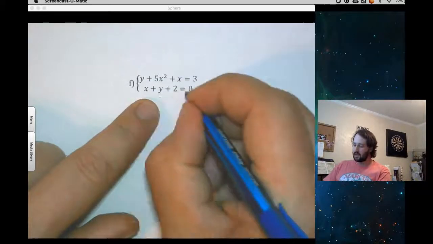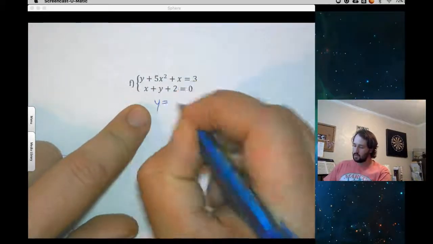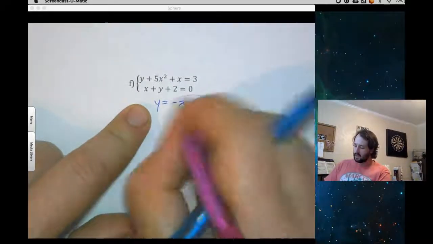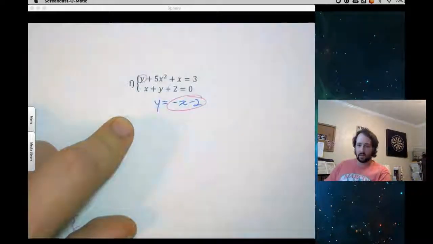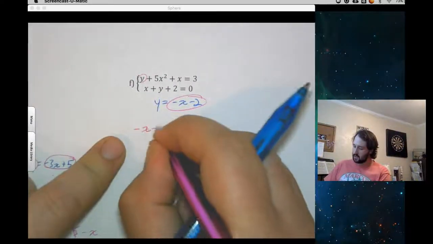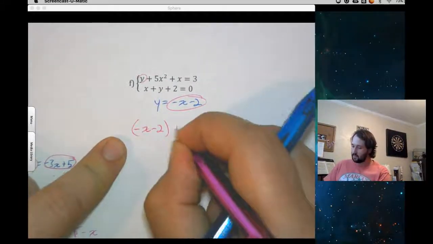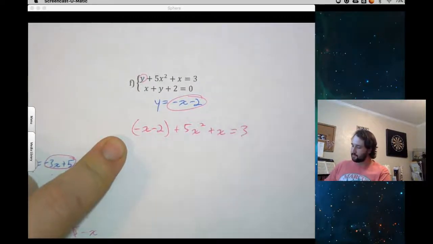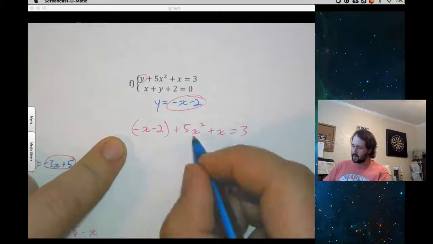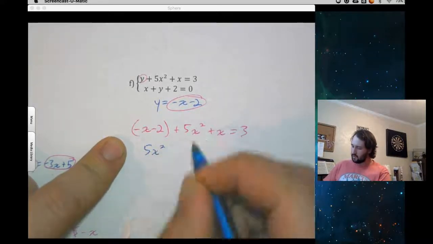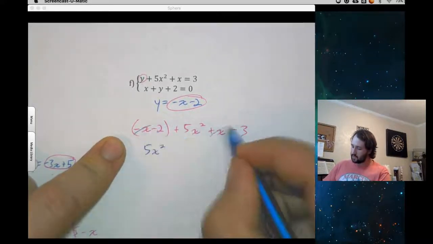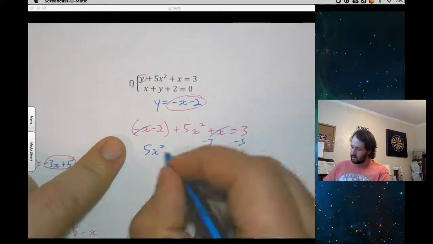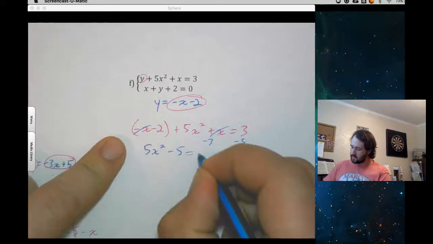If I subtract the x, subtract the 2, this is y equals negative x minus 2. Then I can take that, negative x minus 2, and substitute it right there, such that I have negative x minus 2 as my substitution plus 5x squared plus x equals 3. Now it's just a matter of combining like terms. I have 5x squared, minus x plus x will make 0. Now minus 2, and I'll have to subtract the 3 to the other side, so minus 5 equals 0.